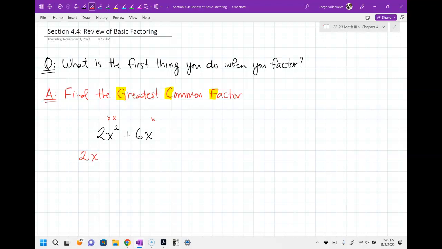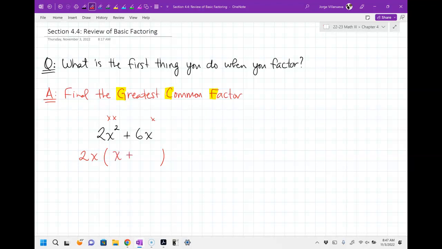Now, when you're factoring, you're going to put that number on the outside. You're going to put a parenthesis, at least when you're factoring using the GCF only, usually two-term factoring. Then you start asking yourself, okay, if I take away a 2x from 2x squared, what's left over? Say it again. Just an x, right?